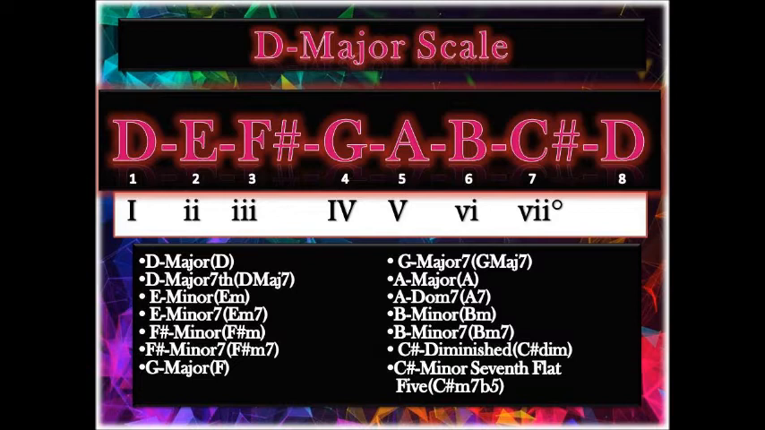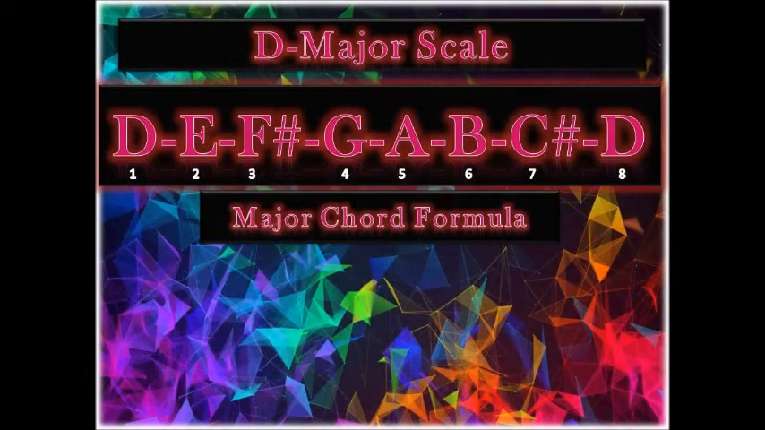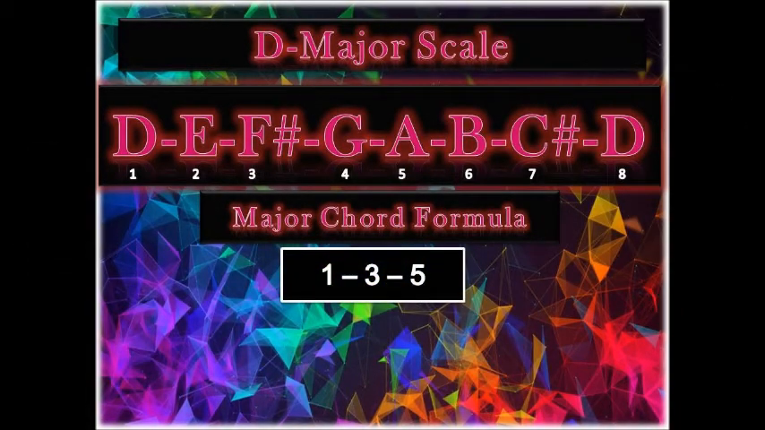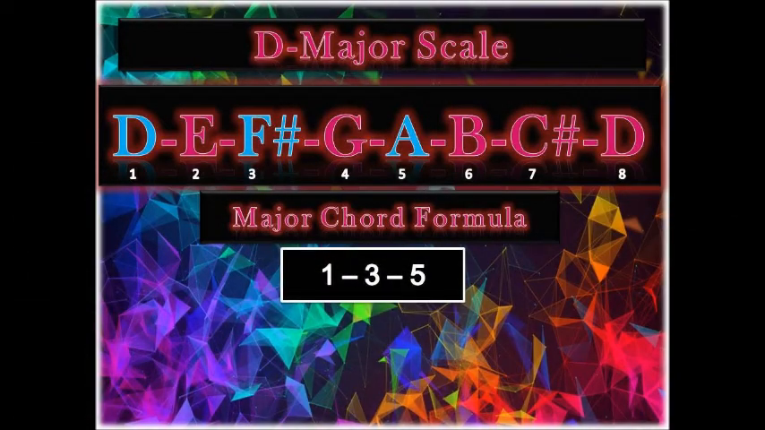Now, it's time to derive our D major chord using the major chord formula. The major chord formula is 1, 3, 5. It means if we play the notes on positions 1, 3, 5 simultaneously, we get our D major chord. So the notes on 1, 3, 5 are D, F sharp and A.